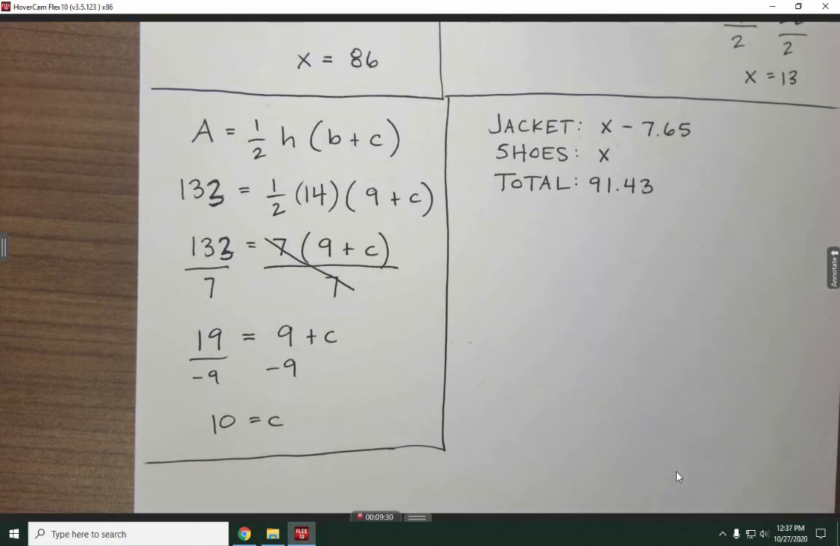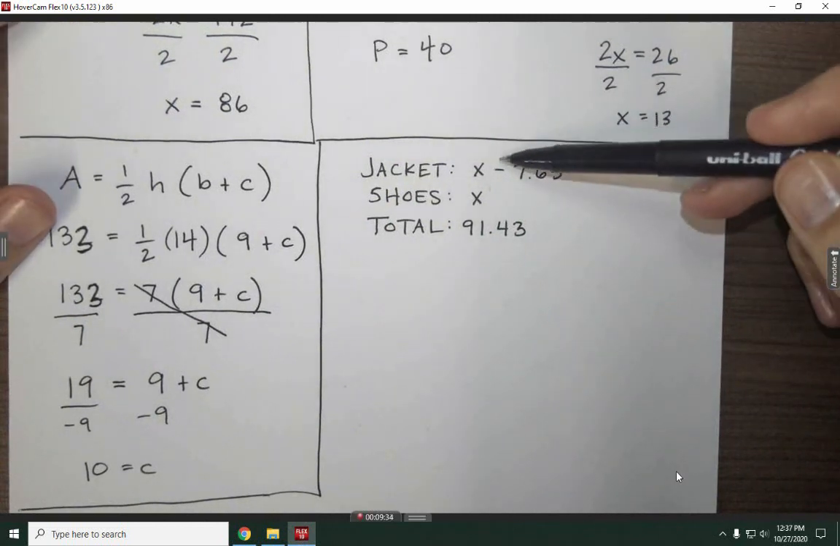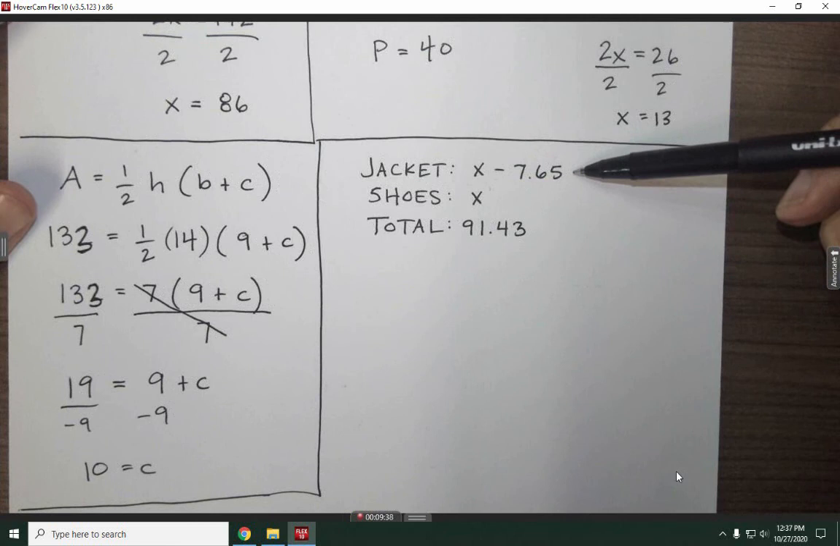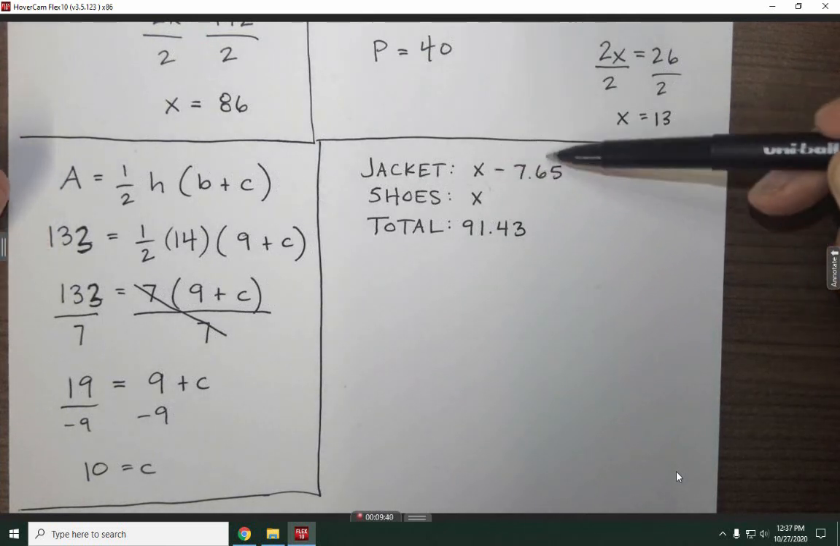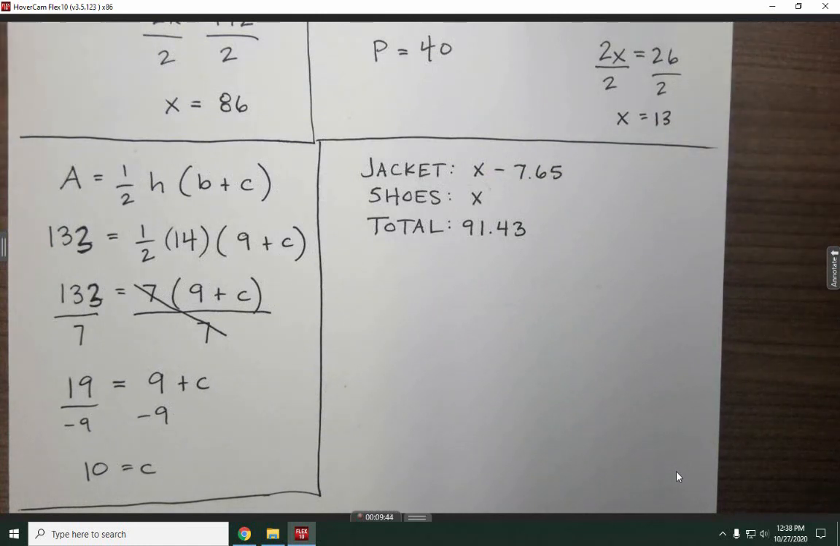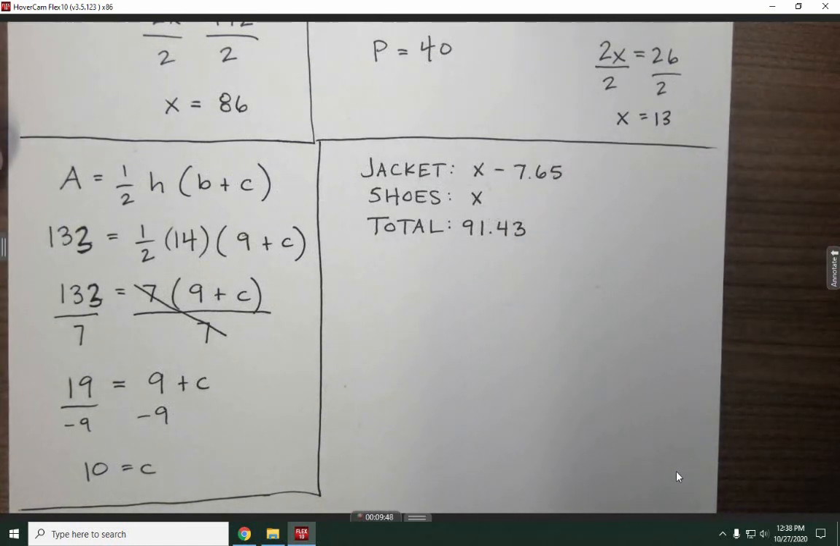So here's the information we have. It says that the jacket was $7.65 less than. When you use less than, it actually makes us put whatever number they're talking about at the end, and it means that it's being subtracted. Less than the shoes, which was what we've assigned our x to be.